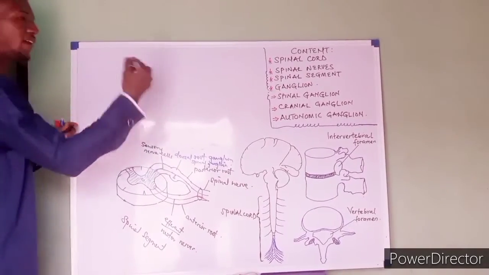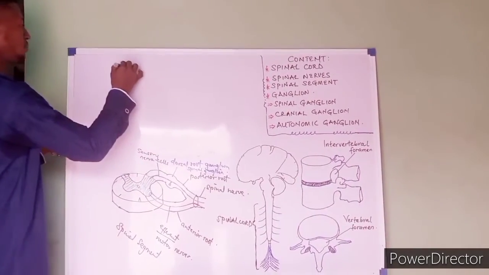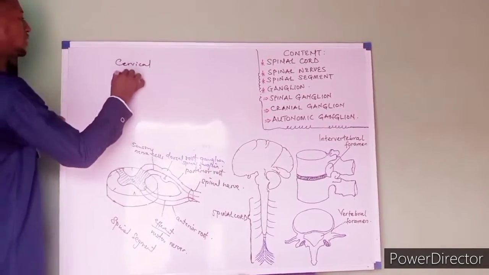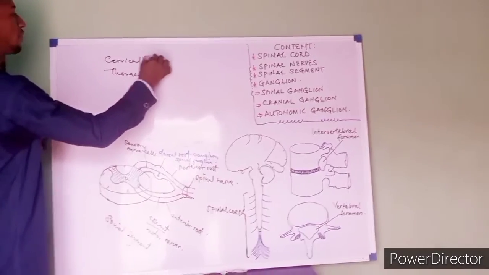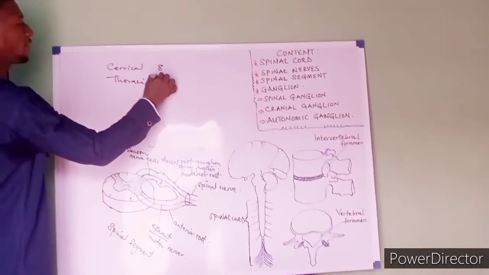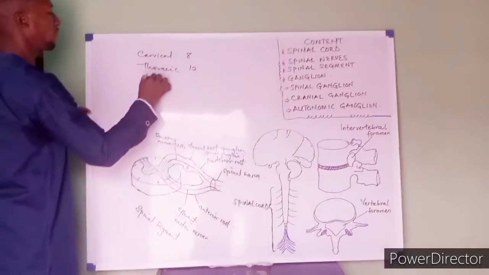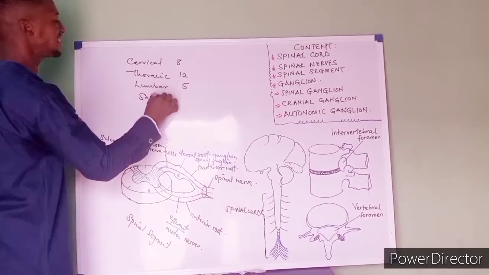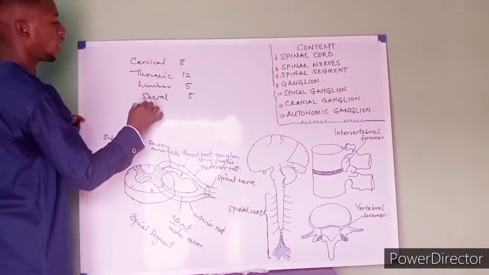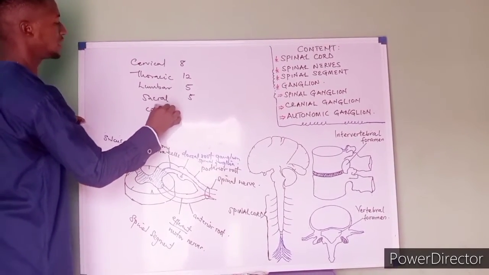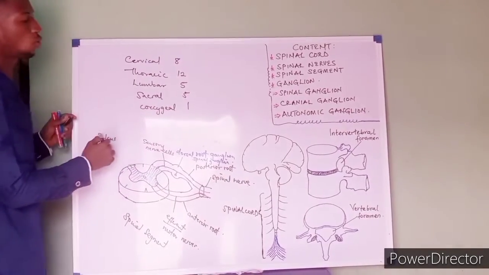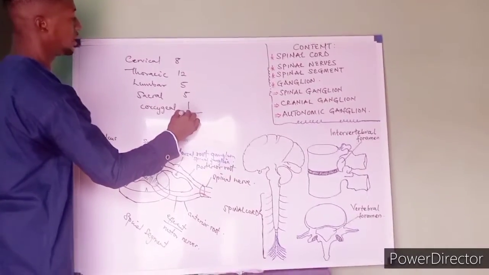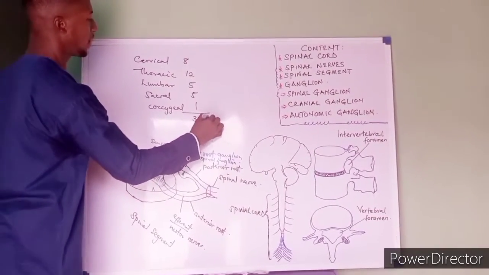Here, they are divided into different segments. And what are these segments? We have the cervical, 8. We have the thoracic, 12. We have the lumbar, about 5. We have 5 sacral. We have the coccygeal, which is 1. So altogether, how many do we have? We have 31 pairs.